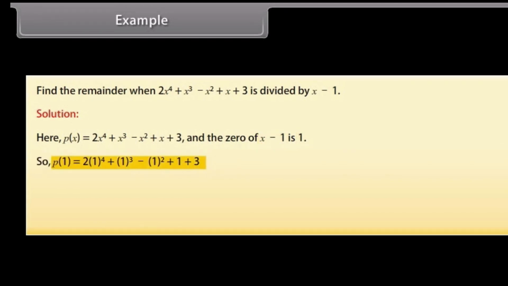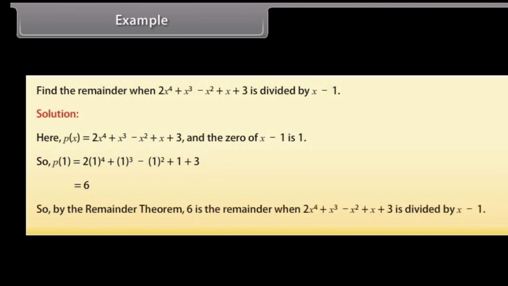So, p(1) = 2(1)^4 + 1^3 - 1^2 + 1 + 3, which is equal to 6. So, by the remainder theorem, 6 is the remainder when 2x^4 + x^3 - x^2 + x + 3 is divided by x - 1.